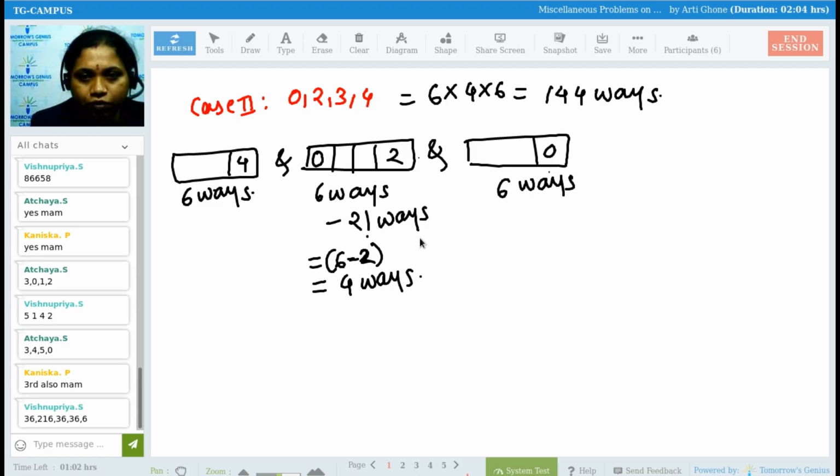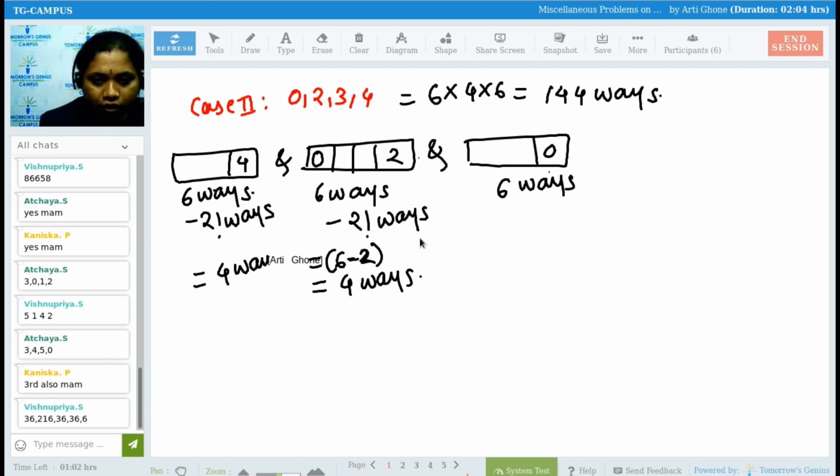1 minute. 4 at unit place. Here there is a mistake. Again here 2 factorial ways will be minused, because the 0 can't come in the first position. So total number of ways will be 4 into 4 into 6 ways.